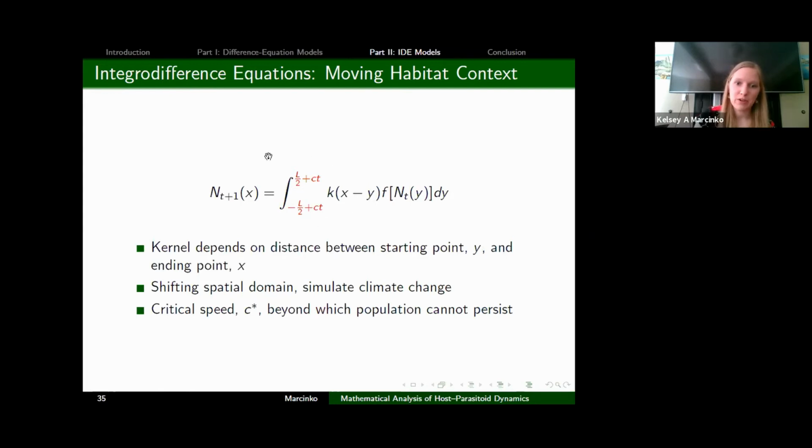And because we have the shifting spatial domain, that's simulating climate change. And it's been shown for single species that there's a critical speed, c star, beyond which the population cannot persist. So we're interested in what is that critical speed.